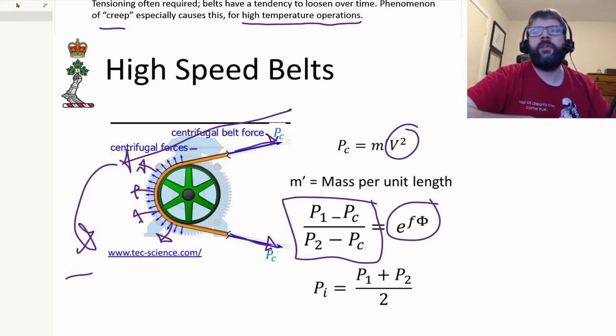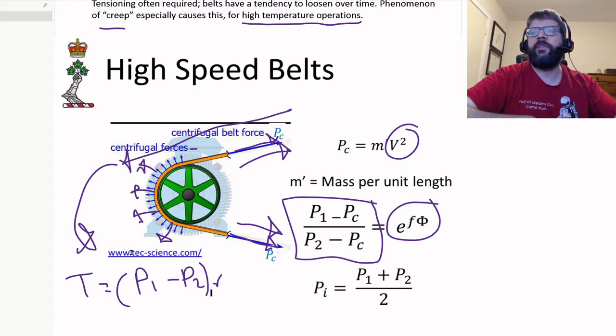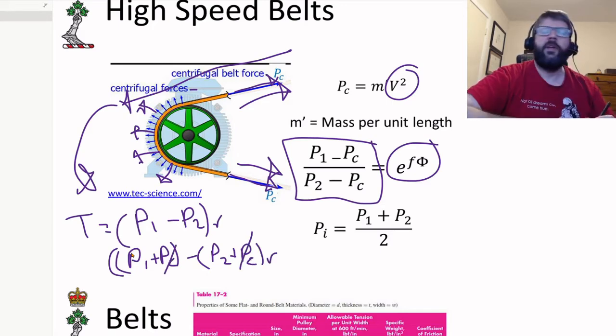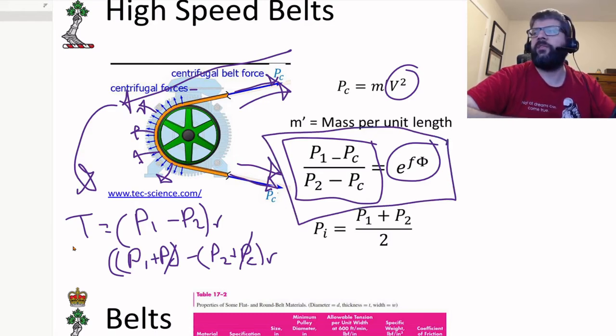I would like to point out that because it gets added to both sides, our torque doesn't change. It's still going to be P1 minus P2 times R, because realistically what's actually happening is we've got P1 plus PC minus P2 plus PC times R. These two PCs here, they both cancel out, so they go away. So the torque doesn't get changed when we're talking particularly high speeds due to the centrifugal force, but the friction does. So the ratio here is affected.